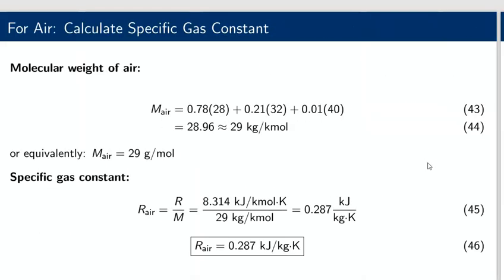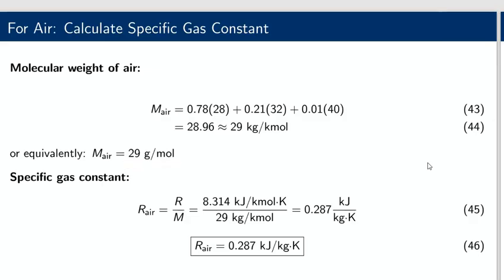Now suppose we want the molecular weight of air. We know that air is 0.78 nitrogen, with nitrogen molecular weight 28, 0.21 oxygen, with oxygen molecular weight 32, and other gases like argon and carbon dioxide maybe 0.01, with molecular weight 40. If I calculate the molecular weight, that is 28.96, roughly 29 kg per kilomole. Equivalently, the molecular weight of air is 29 gram per mole.